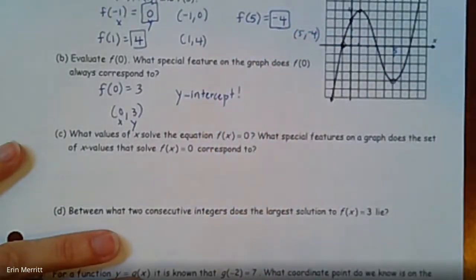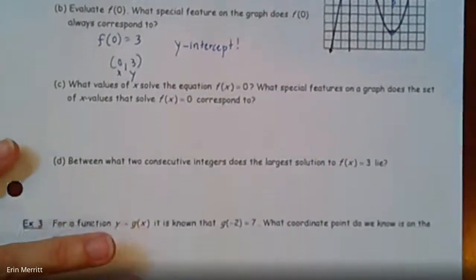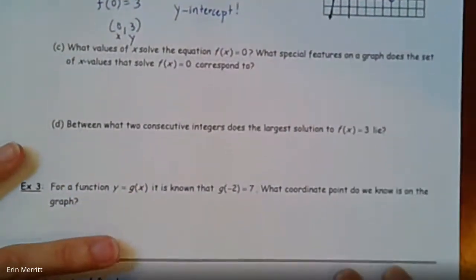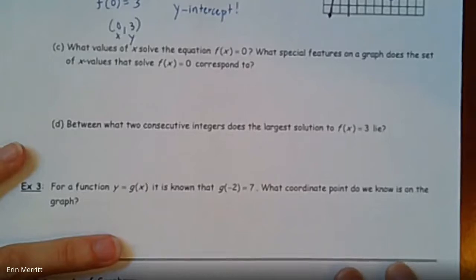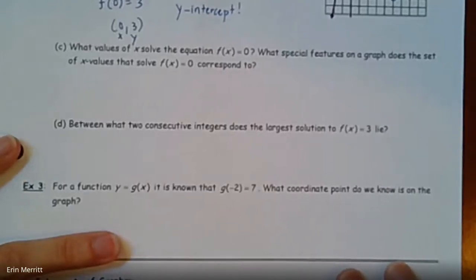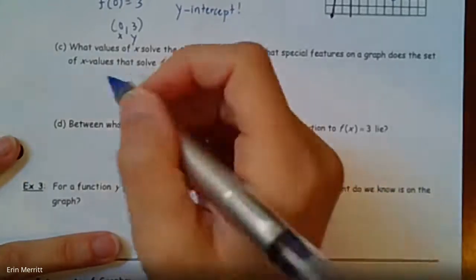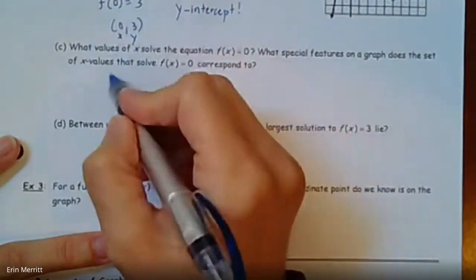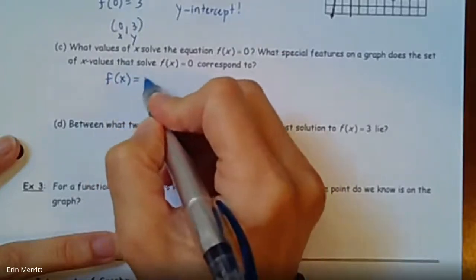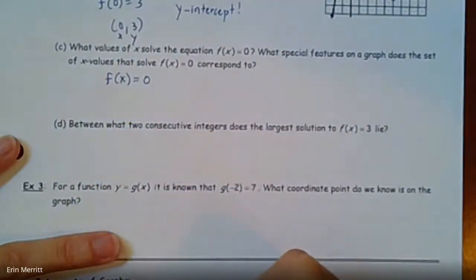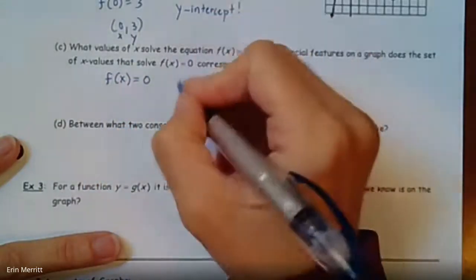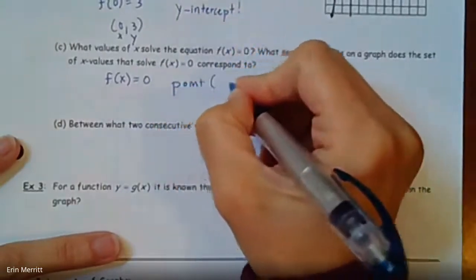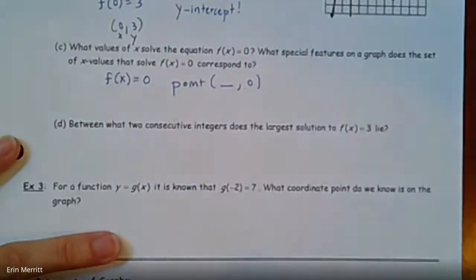Which really just means where it crosses the y-axis. When we hit the next one, what value of x solves the equation f of x equals 0? All right, so last time, f of 0, that was when x was 0. Now we're saying what values of x will make the graph equal to 0. So in that case, we're looking at the point as being something, comma, 0, all right?